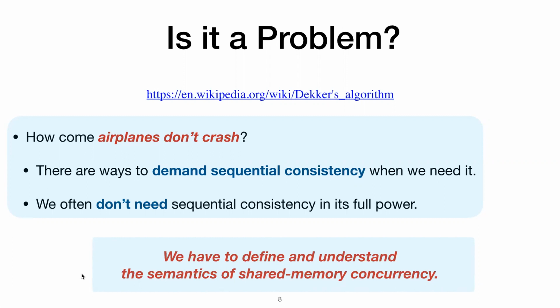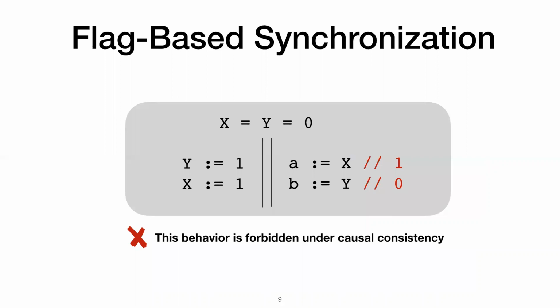So turning to causal consistency, and again, interrupt me if there are any questions at any point. Causal consistency is meant to support this kind of what I call flag-based synchronization. Let's look at this program. We have two global variables, x and y, initially both 0.